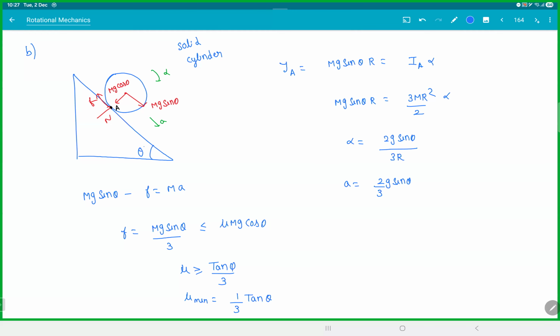Now third part of the question. Now if I give half of this, that means if I give 1 by 6 tan theta, now it will slip. Now find the velocity and the omega when it reaches the ground. Then have a look at the steps. It's the same thing, repetition.